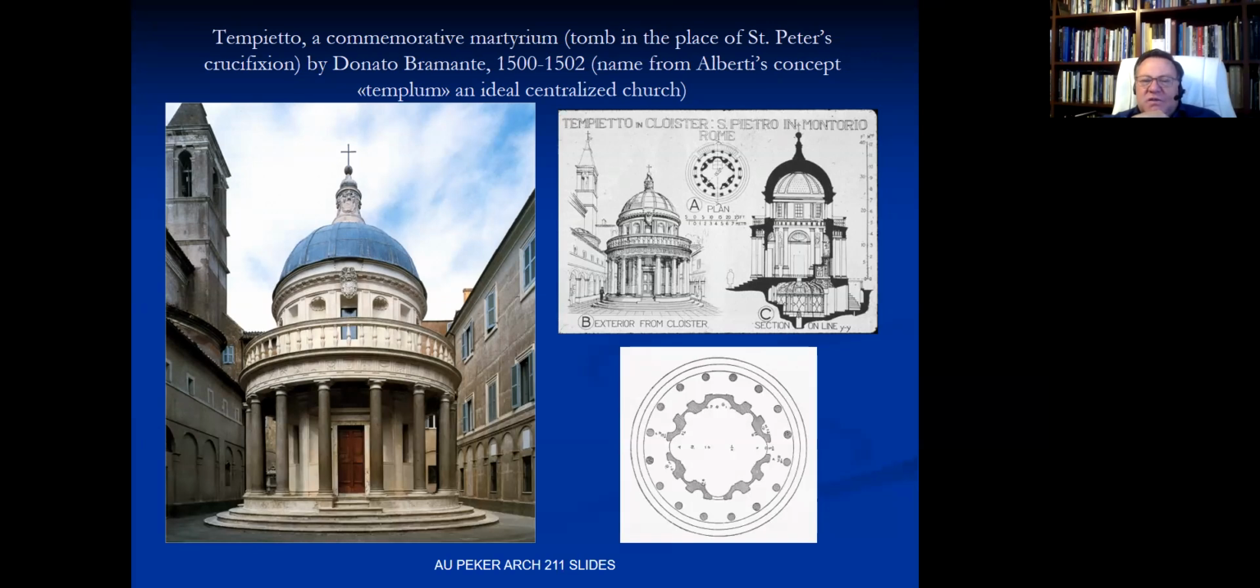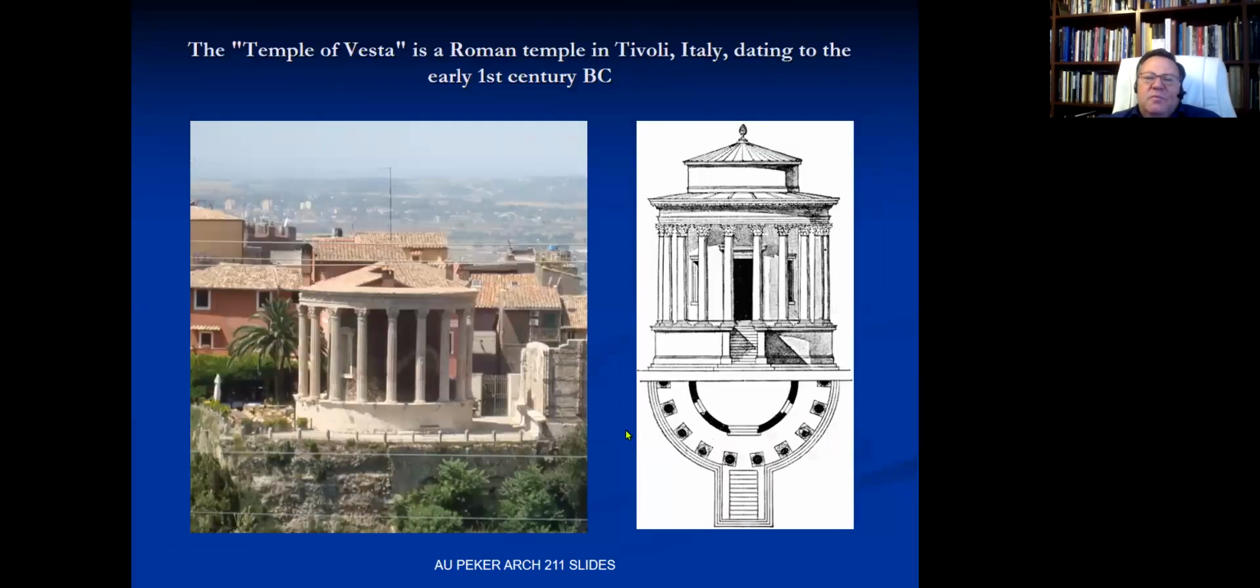Is it Renaissance or Roman? Would be a good question, since we have similar Roman rounded buildings, as I taught, rotundas. Let's check. Here is an example. The Temple of Vesta, a Roman temple in Tivoli, dating to the early 1st century.